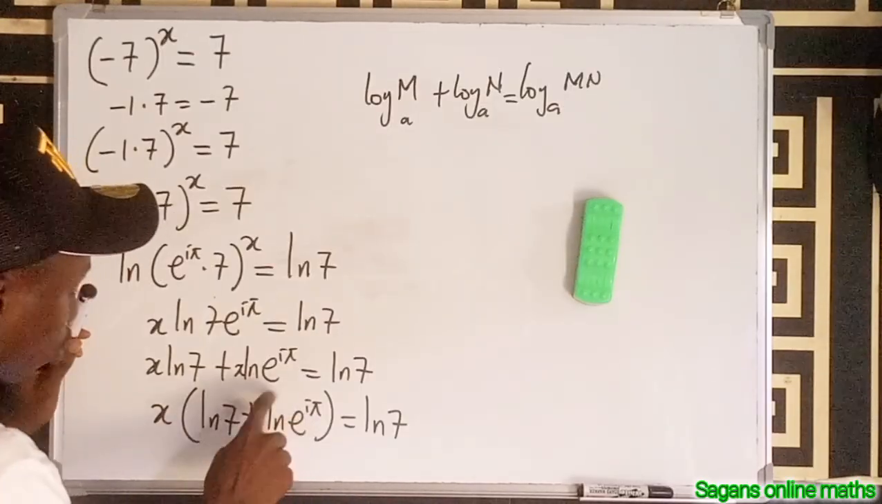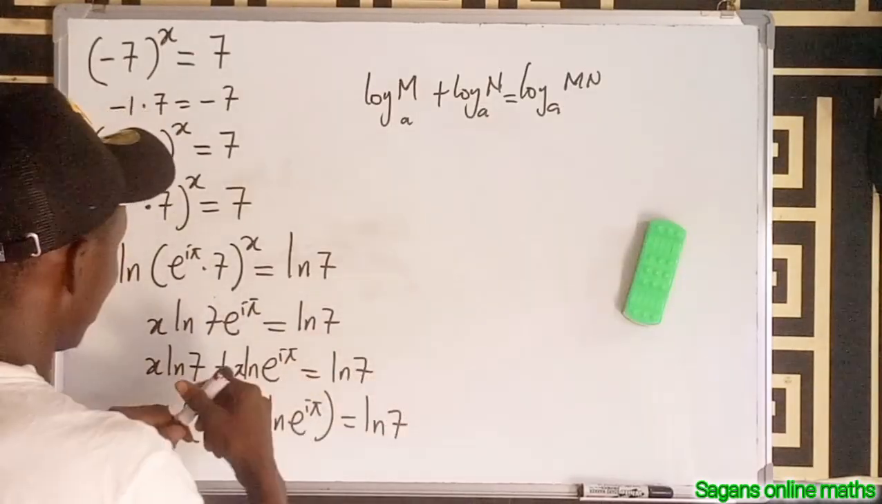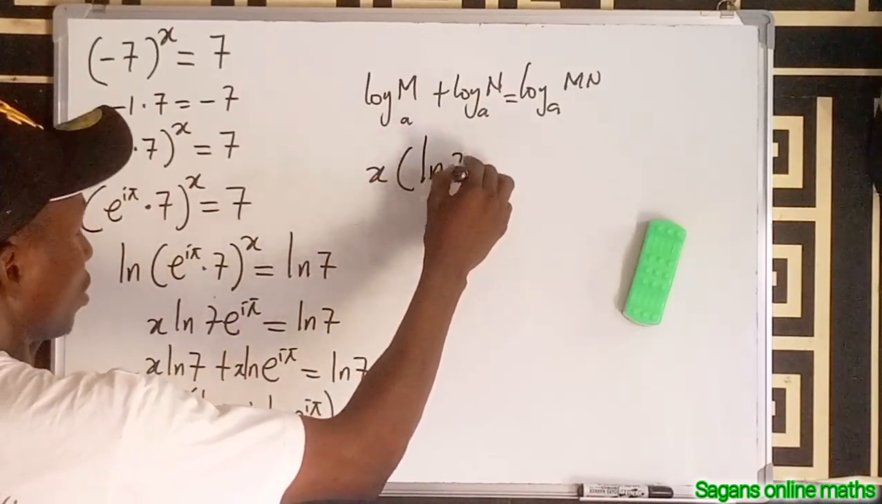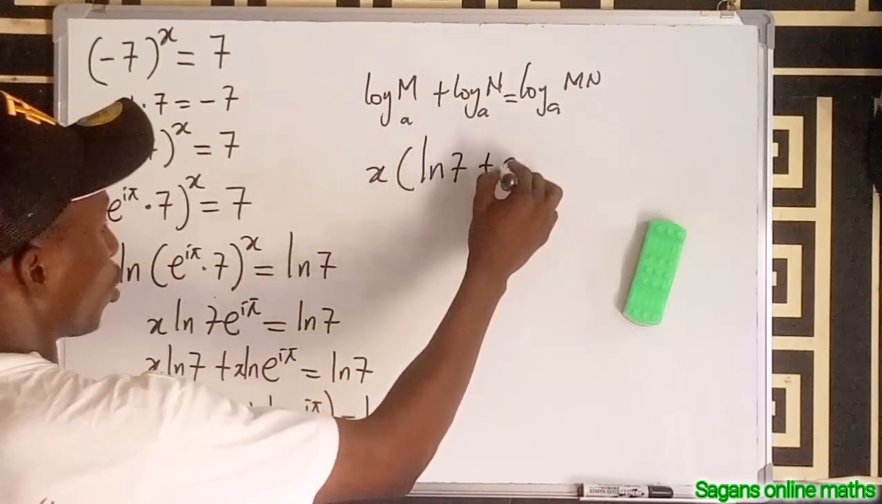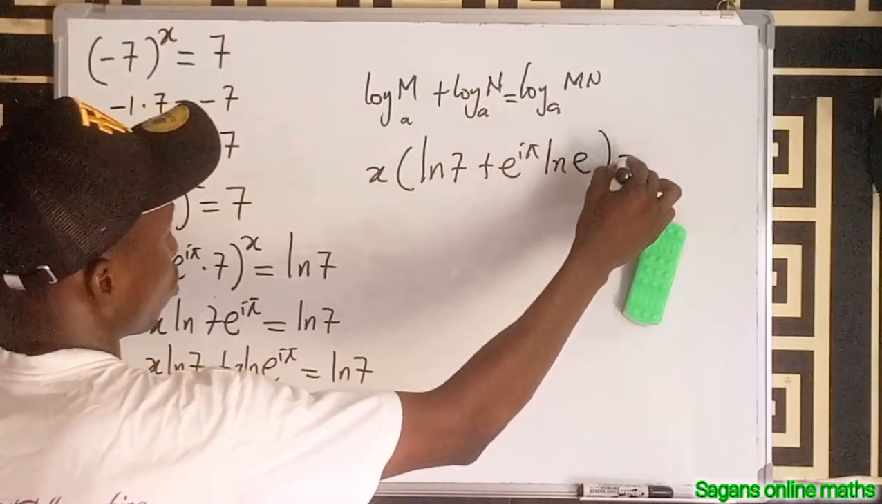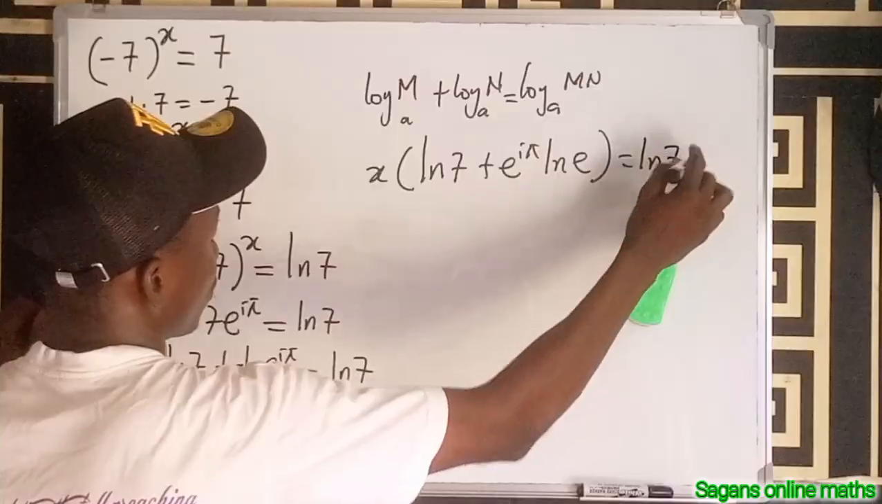So the power here can also go back to multiply this. We are going to have that this is x multiplied by natural logarithm of 7, then plus e to the power of i pi, then multiply by ln e, equals to natural logarithm of 7.